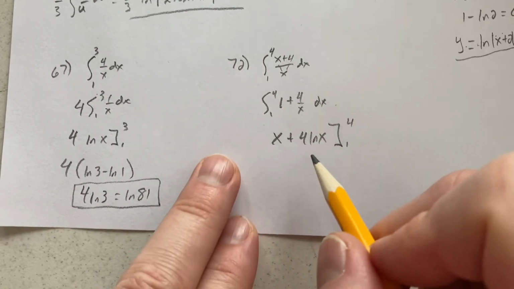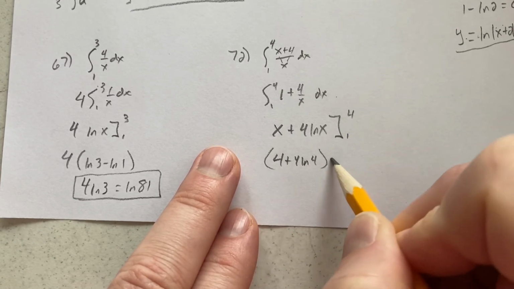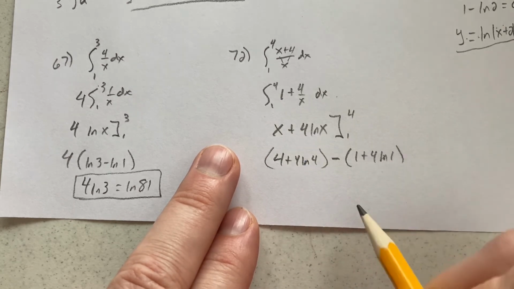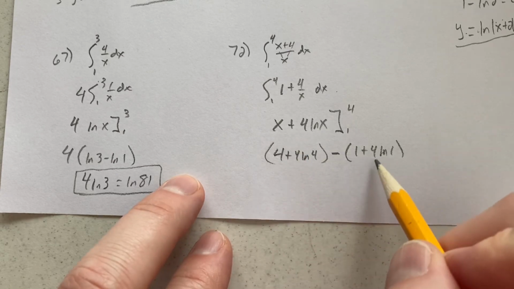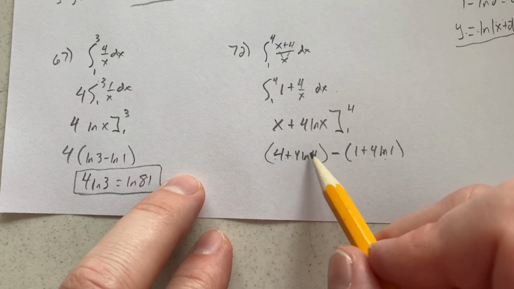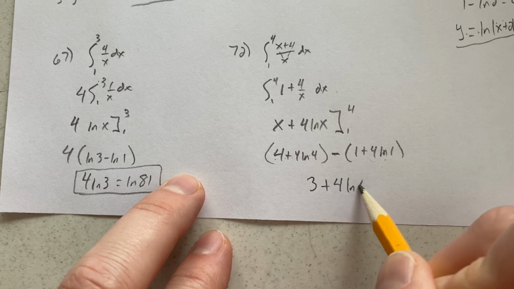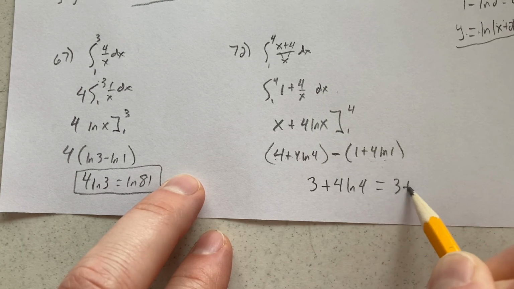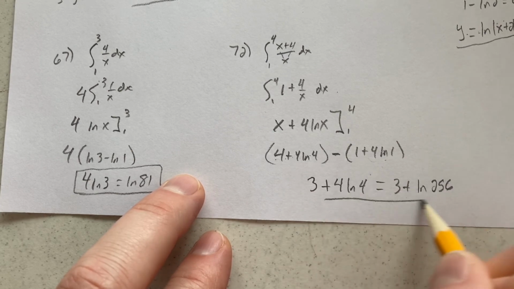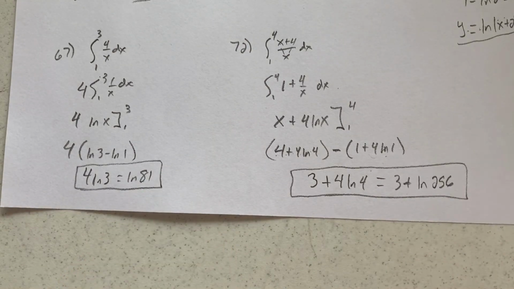And so now if we put that top in, I'm going to get 4 plus 4 natural log 4 minus, put the 1 in, 1 plus 4 natural log of 1. All right, now, natural log 1 is 0, so this is going to 0 out. So it's really going to be 4 plus 4 natural log 4 minus 1, which will give us 3 plus 4 natural log 4. And again, if you wanted to, you could bring that up as an exponent, and it would be natural log of 256. Either one works. And that's the answer to those 2 pages.